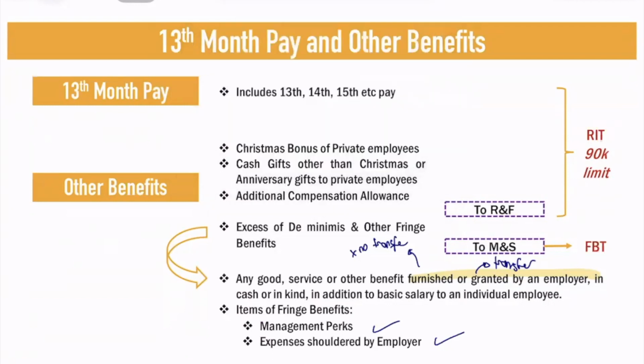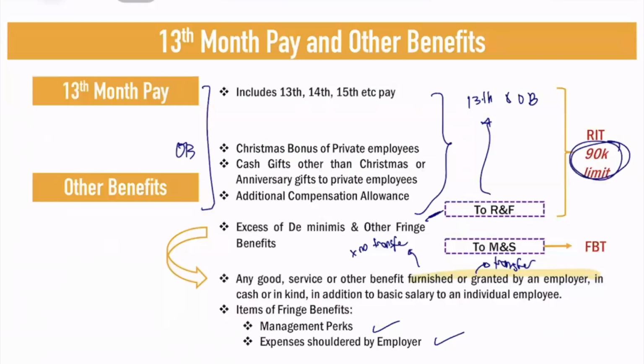So for your 13th month pay and other benefits, such as these items, so these four items, you add it to your RIT. Okay? So papasok yan sa 13th and other benefits. Excess de minimis and other fringe benefit, if it is rank and file, sasama rin sa 13th and other benefits, subject to 90,000 limit. But excess de minimis and other fringe benefit, if that is managerial and supervisory, fringe benefit tax. These items, if given also to managerial and supervisory, fringe benefit tax. But if given to rank and file, you add it to your 13th and other benefits, subject to 90,000 limit.